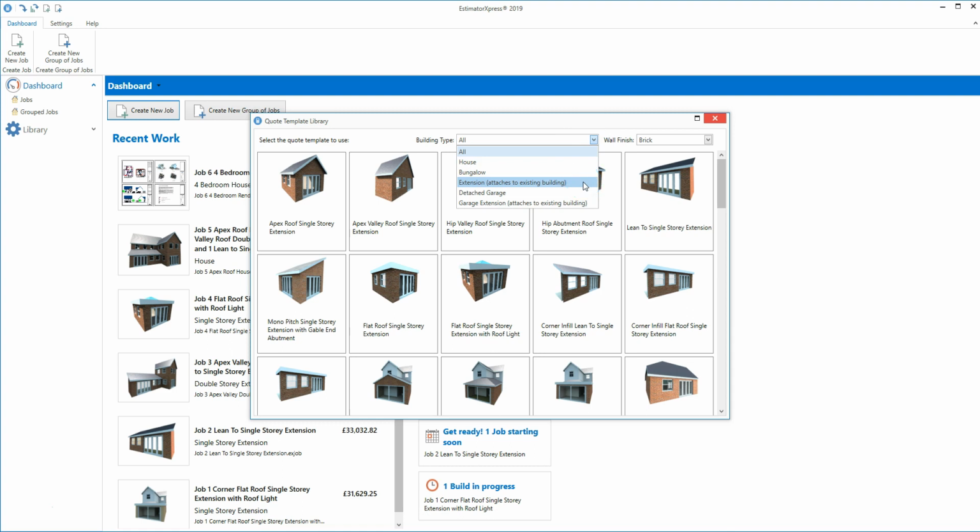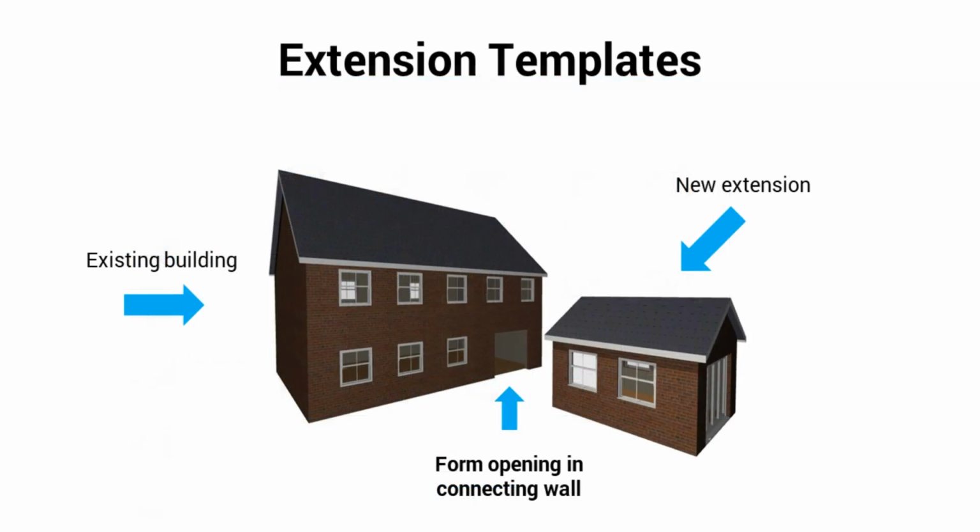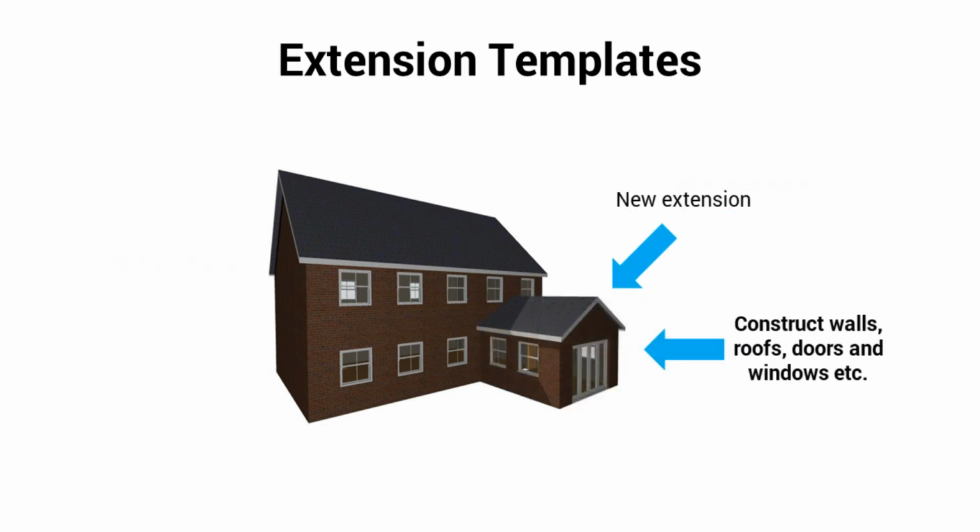An extension, by definition, is a new construction which connects to an existing building. When you select an extension template, EstimatorXpress will estimate the formation of the opening in the connecting wall of the existing building. It will also allow for the plastering and decoration of the connecting wall of the existing building, as well as the new extension. And of course it will estimate the construction of the new extension, including walls, roofs, doors and windows.